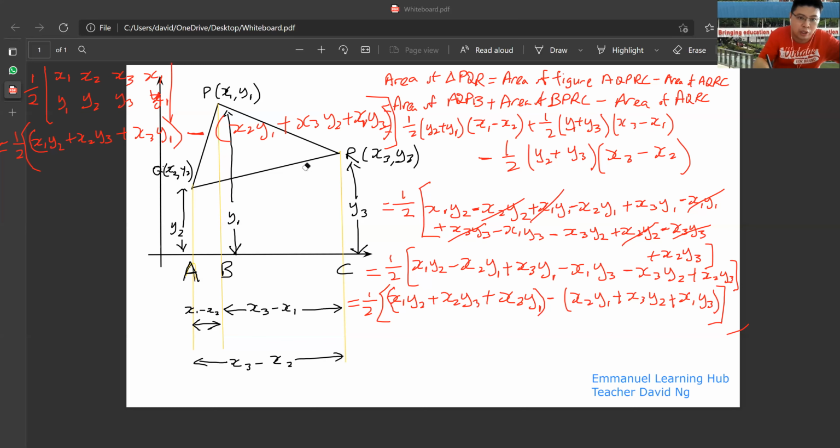Because you can arrange the coordinates, you can choose Q, R, P, or R, P, Q, or P, Q, R, whichever sequence. You can choose which one go first. But whichever that go first must be the last one. First and the last. Now understand now. So this is how you find area of this triangle. Then you simplify this part, you'll get the area of triangle already. This kind of question, student very prone to make careless mistake. So you must be very careful.